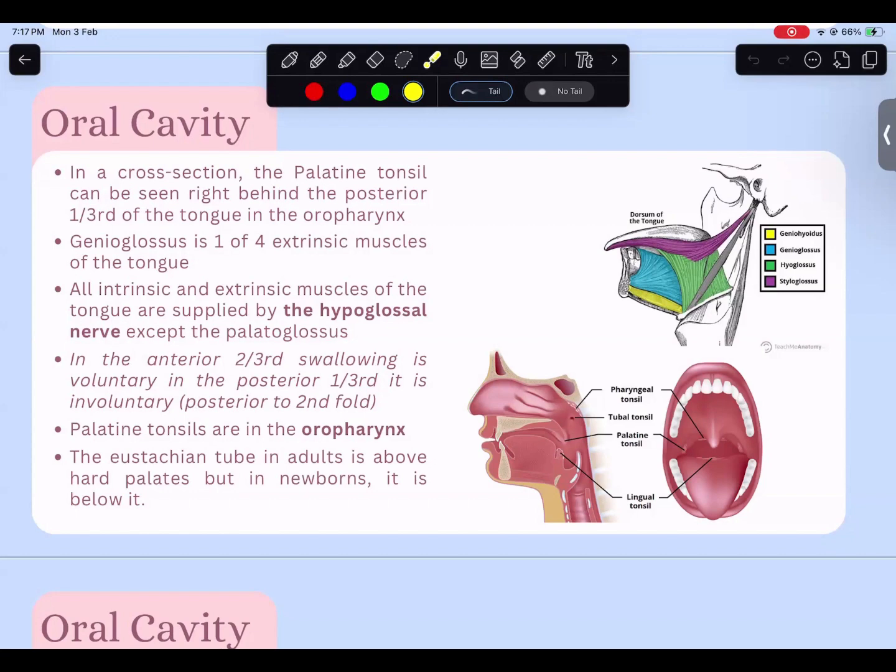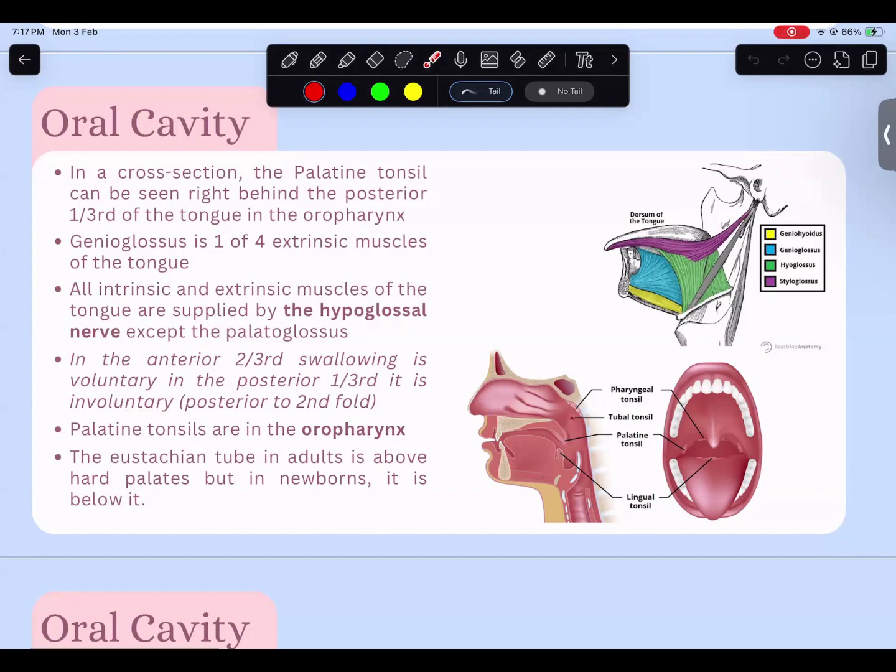Thank you. It is the 12th nerve. So all extrinsic muscles of the tongue as well as intrinsic muscles of the tongue are supplied by the hypoglossal nerve. Okay. In the anterior two-thirds of the tongue, swallowing is voluntary, whereas in the posterior one-third of the tongue, swallowing is involuntary because the food has already reached there and now you cannot control the movement of the food. It's just going to go down the tract.